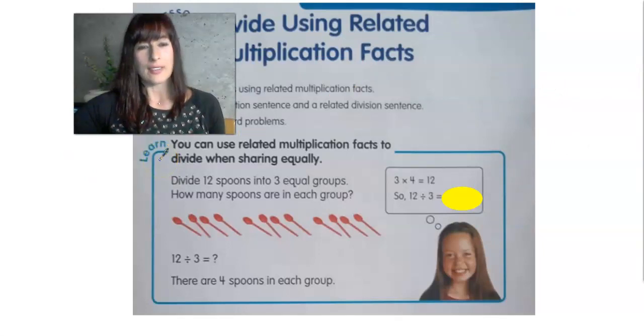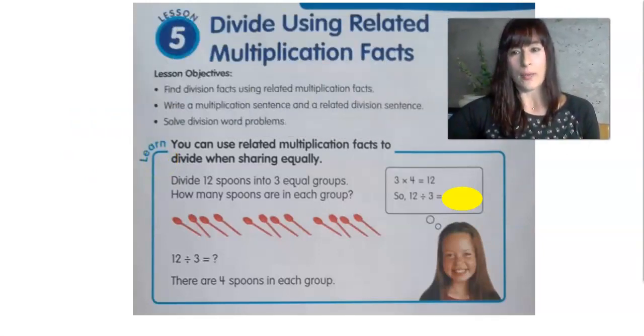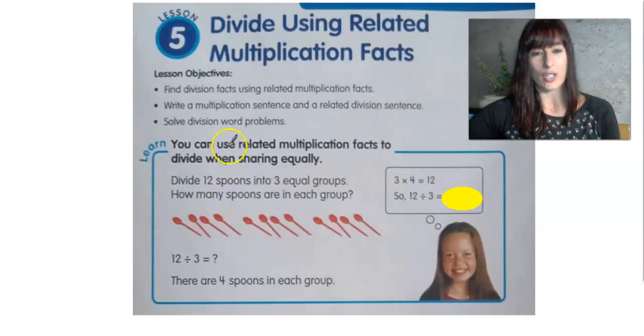Now this is when we're going to practice and learn how we can divide using the multiplication facts, because we know already the multiplication table of 4. So now we're going to use those skills to be able to divide. So great. Now here we have a problem. Divide 12 spoons into 3 equal groups. Now how many spoons are in each group?